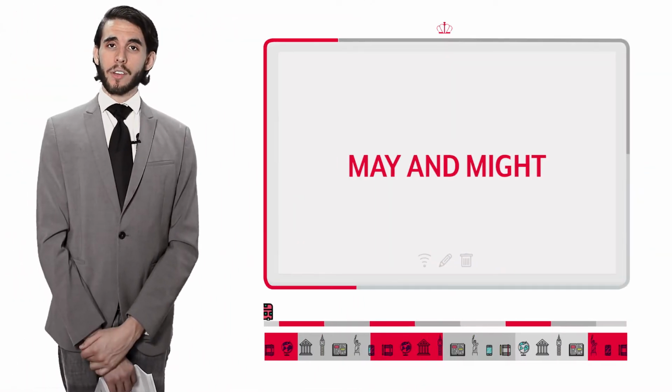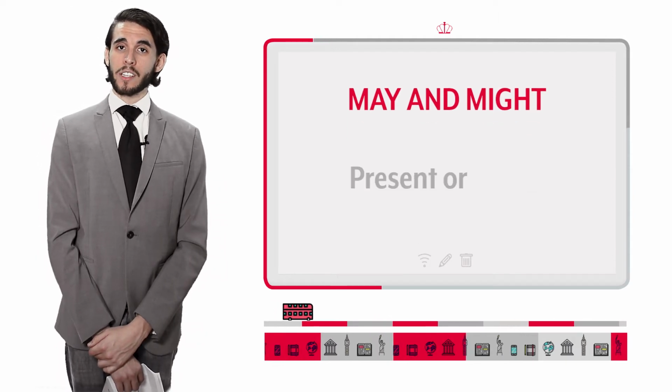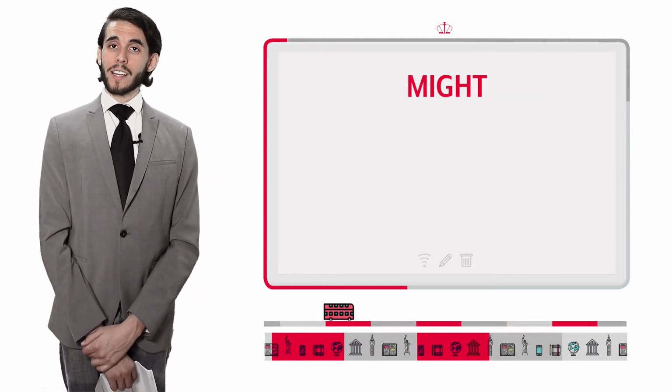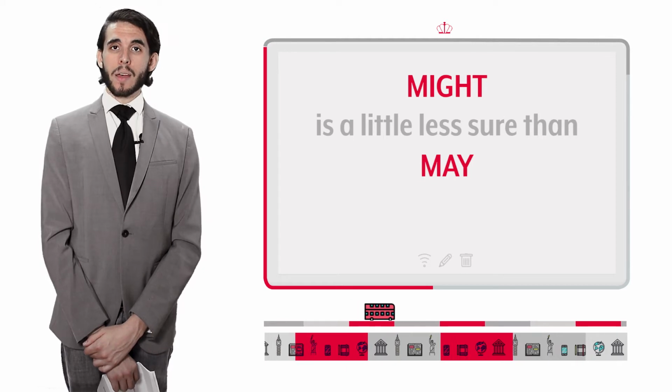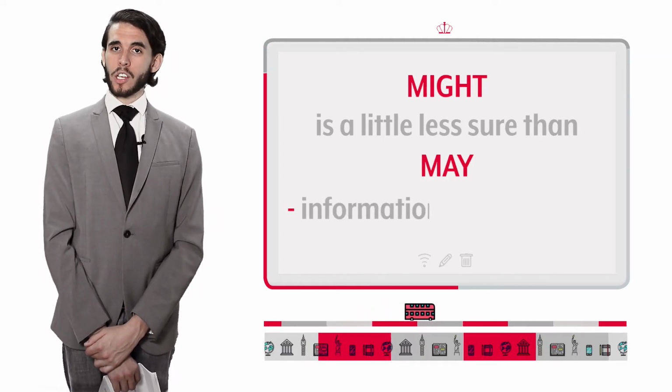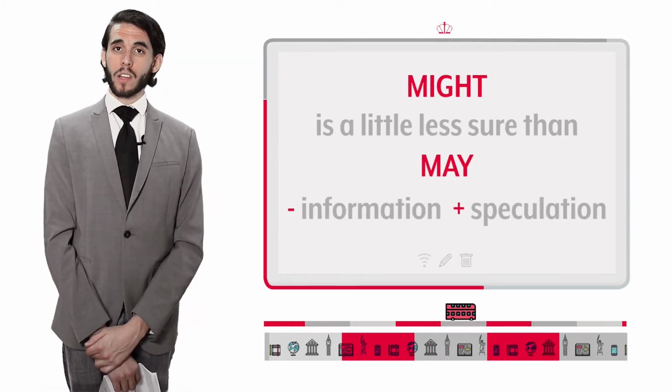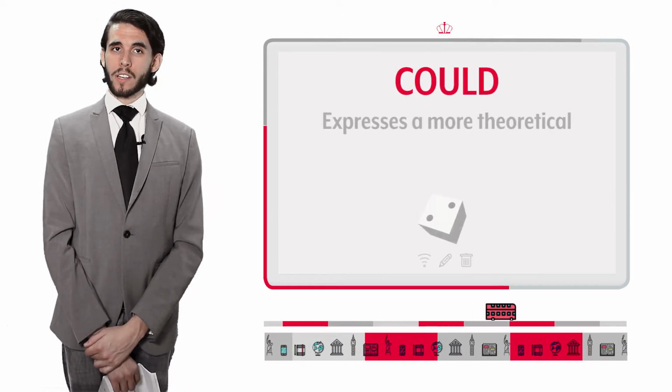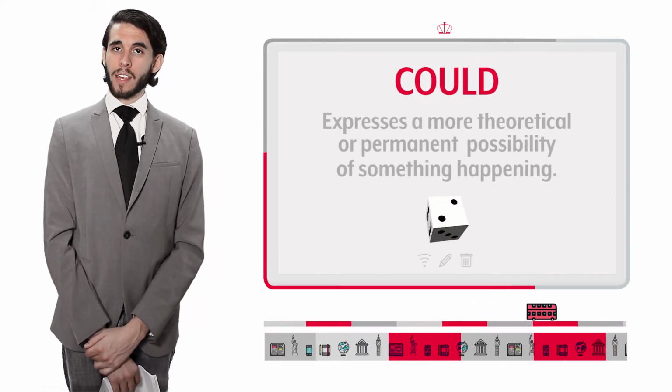May and might are used to say that something can happen in the present or in the future. Might is a little less sure than may, meaning that the announcer has little information and that it is a speculation. Could expresses a more theoretical or permanent possibility of something happening.